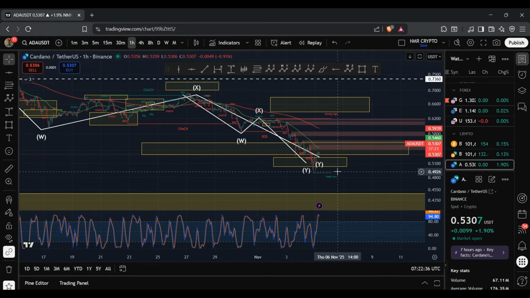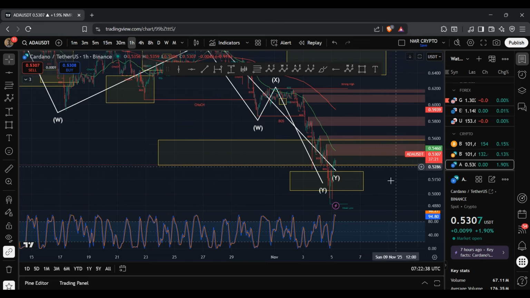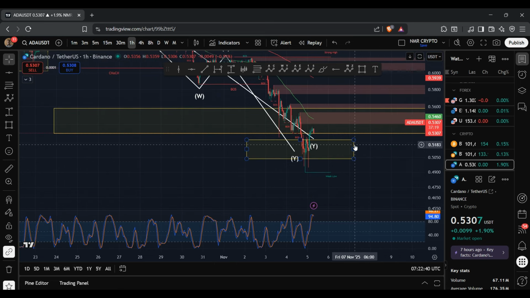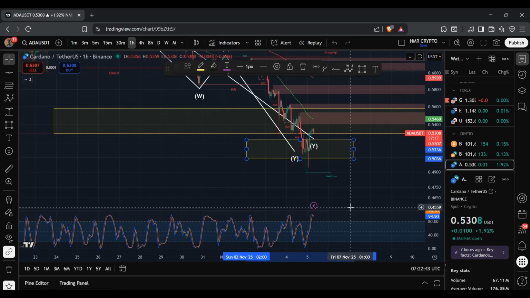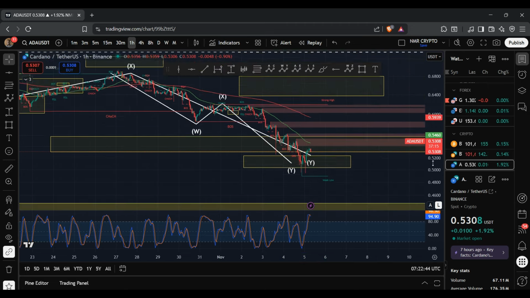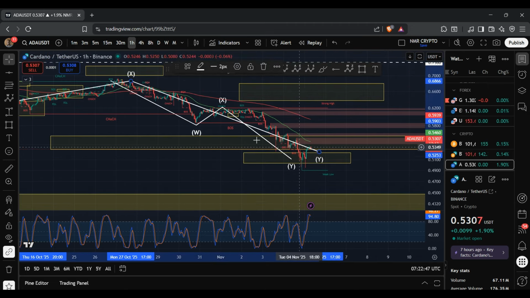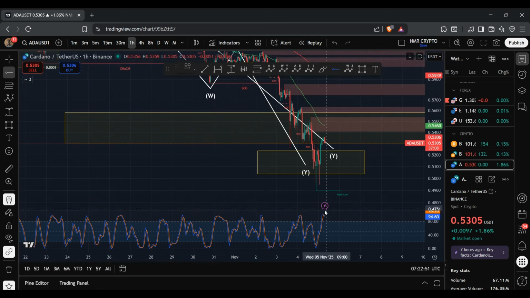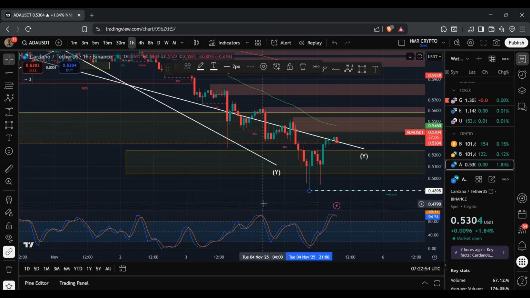So we've seen this move to the downside play out on ADA, and I mentioned in my previous update that I was looking for the price of ADA to tap into this range between 50 cents to 52 cents, given that within this Y wave, what I was tracking was an internal WXY structure. And you can see that on this move to the downside, we ended up reaching this level at 48.98 cents.